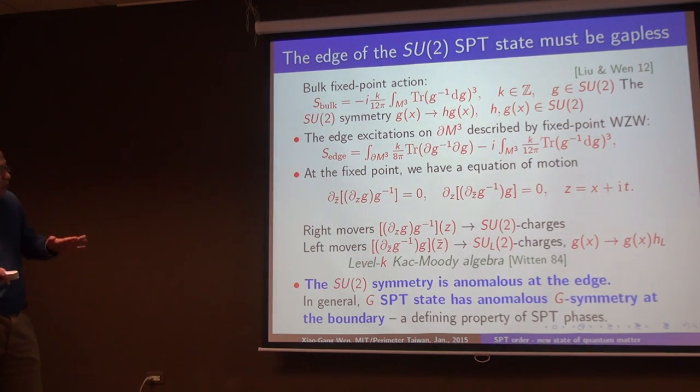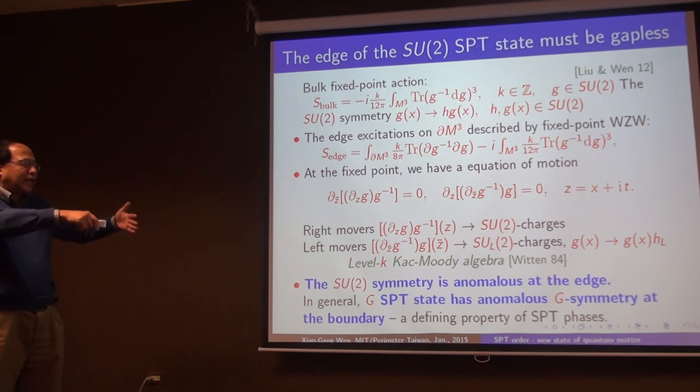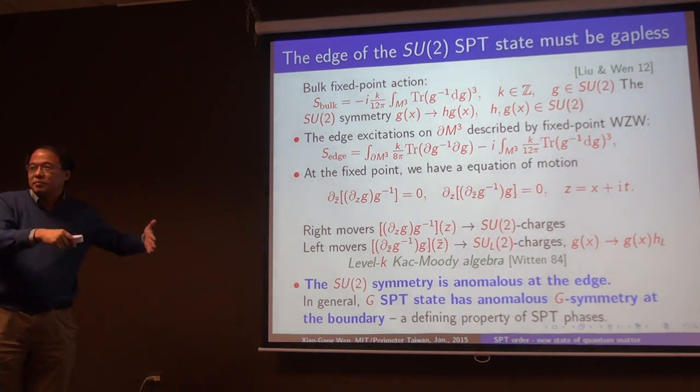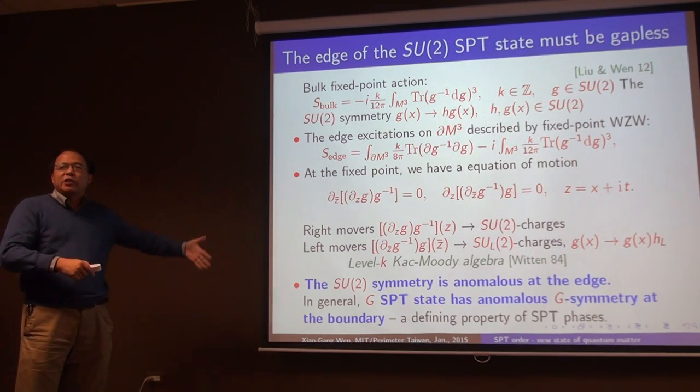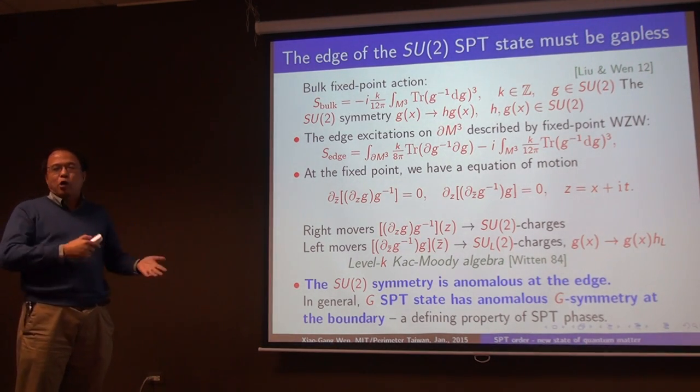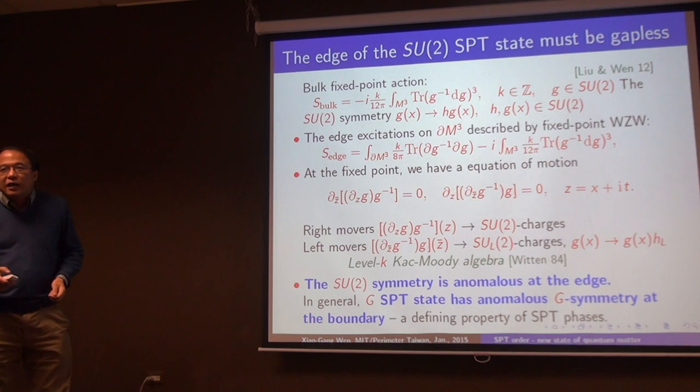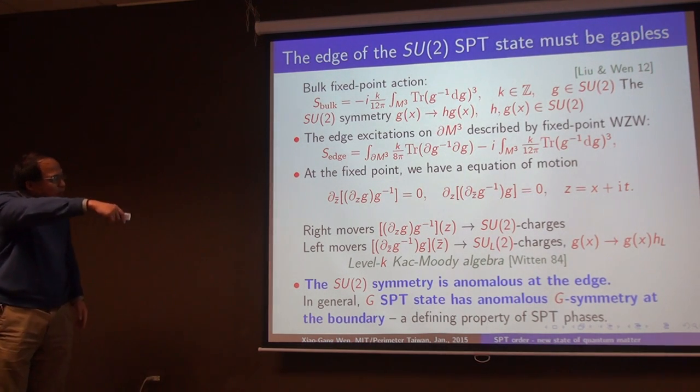So this is a key observation: different bulk topological terms will lead to different edge theories with different anomalies. So the edge anomaly and the bulk SPT have a one-to-one correspondence. And using this example, we can see this.